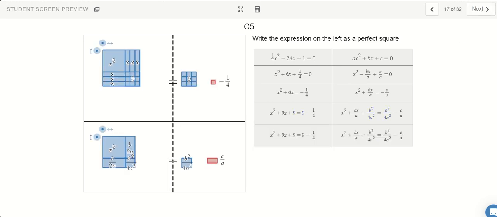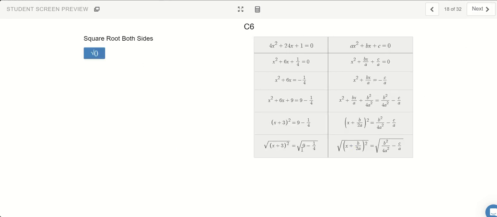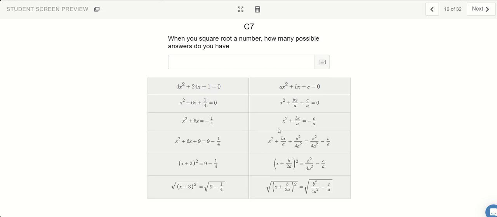Okay, so from here, now we can factor this. This is x plus 3 times x plus 3, base times height, so we have x plus 3 squared. And here, base times height, x plus b over 2a, x plus b over 2a, and we get x plus b over 2a squared. We have a perfect square. Now that we have it as a perfect square, we can square root both sides. When we square root, there's always going to be two answers, a positive and a negative version. So notice that there's a plus or minus here.